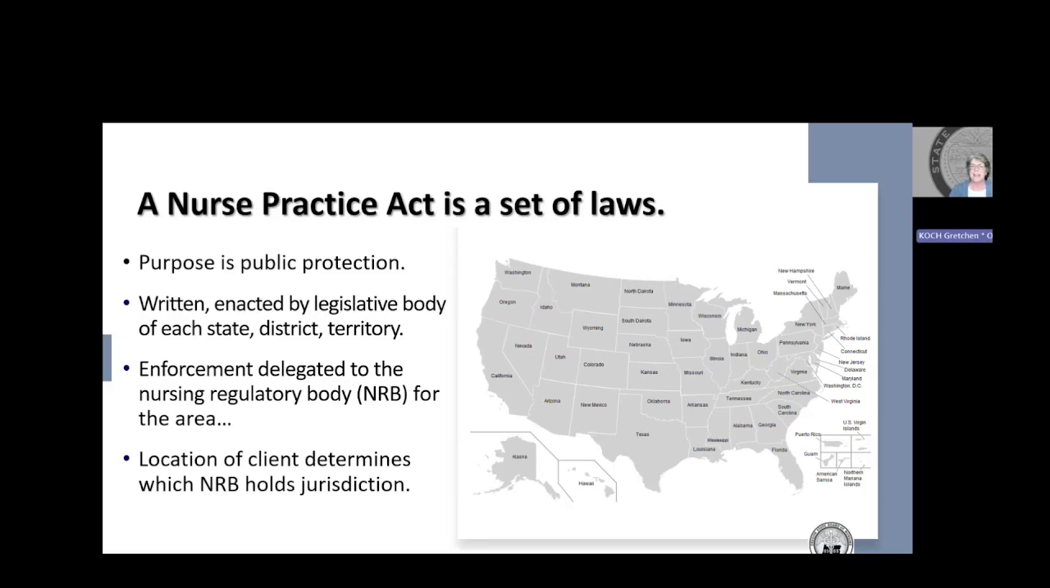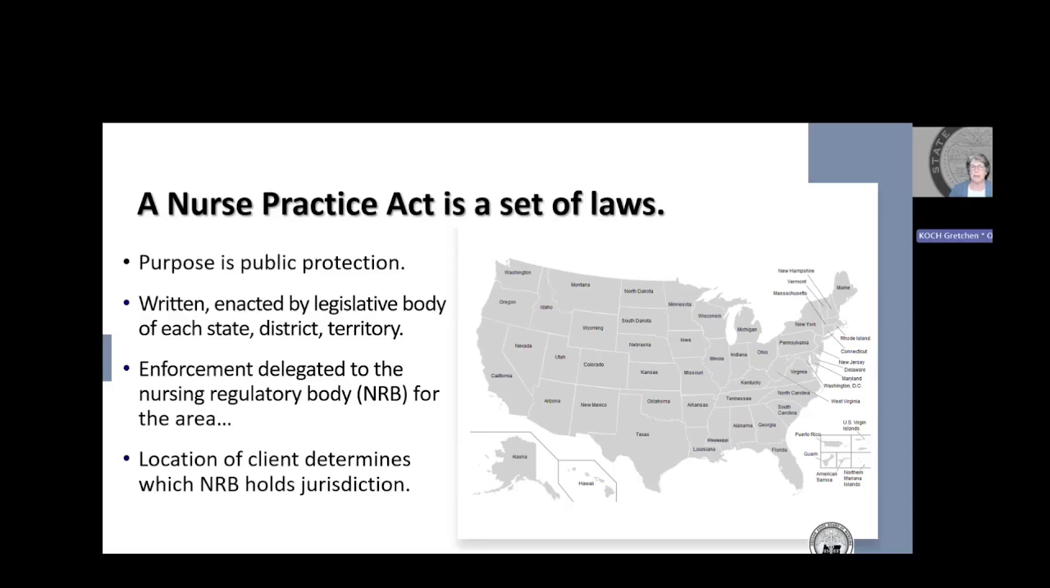Once an NPA is enacted, implementation and enforcement of the Act will be delegated by the governing body to the state's Nursing Regulatory Authority, known as a Nursing Regulatory Body, or NRB. The laws of a Practice Act typically establish the formation, duties, powers, and authorities of the Nursing Regulatory Body, establish license types, title protections, requirements for licensure, and grounds for disciplinary actions.